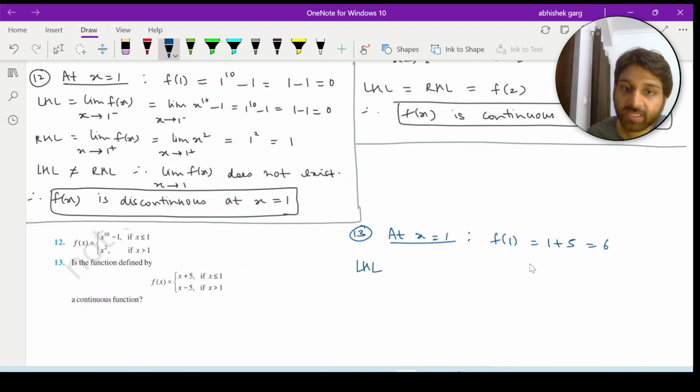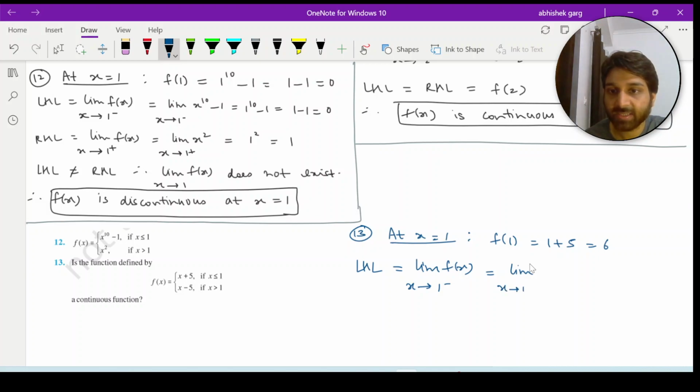Now let us write the left hand limit. Limit f(x). Now what do we write here? If you have been taking notes, if you are writing everything that I am telling here, then you must know what to write here. So what do we write? x tends to 1 minus. For 1 minus means x is slightly less than 1.